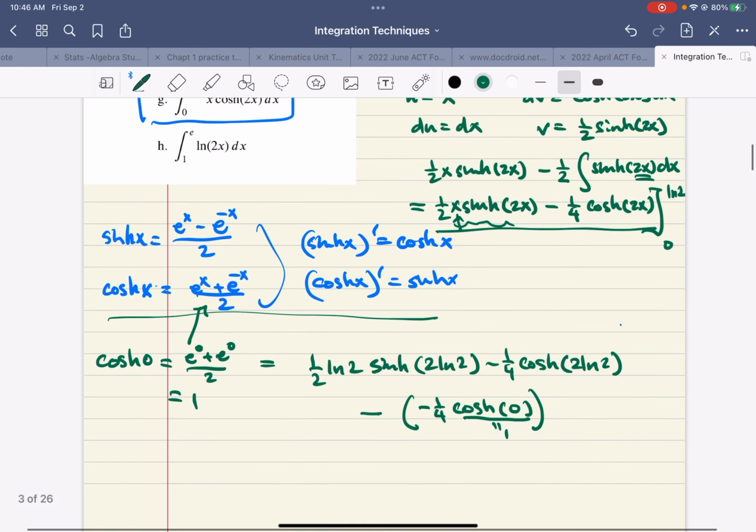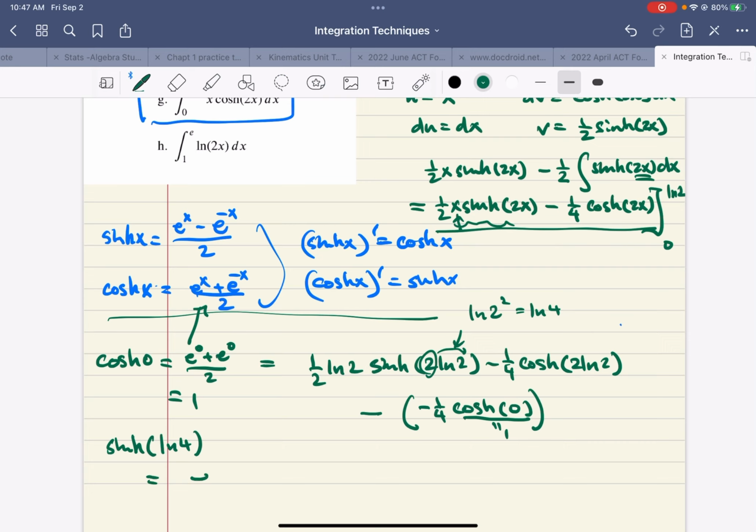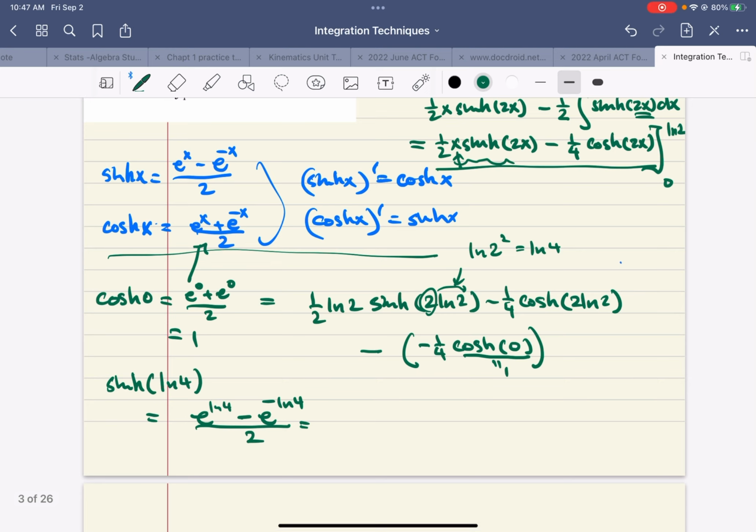Now, what is hyperbolic sine of 2 ln 2? This power, you can move it as a power, so ln 2 squared like that, and then ln 4. So let's leave it that way. Then what is ln 4, right? So then e to the ln 4 minus e to the negative ln 4 over 2. So e to the ln, it cancels out, so 4.